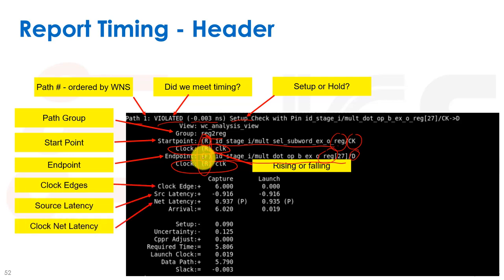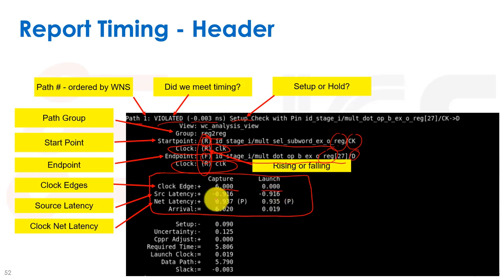Then we have this area here which discusses our clock edges, source latency, and so forth. It's telling about our clock paths to both the capture and the launch paths. So the capture path, which for some reason comes on the left side here, shows when the clock edge arrives. So that's basically 0 plus big T. We defined an SDC constraint of 6 nanoseconds here. And so the capture path arrives at a setup check one clock period after the launch path. So it's 6, whereas the launch path comes out at the original edge, which is time 0.